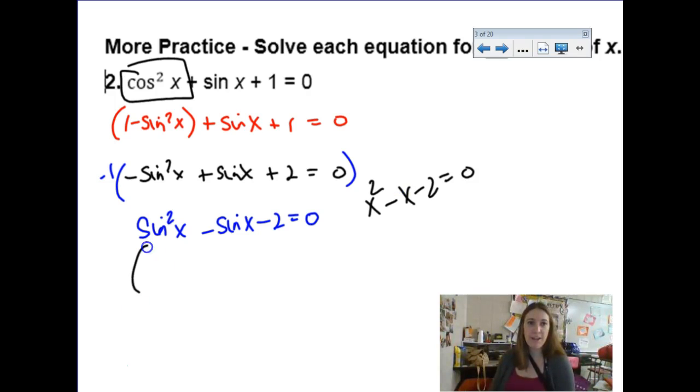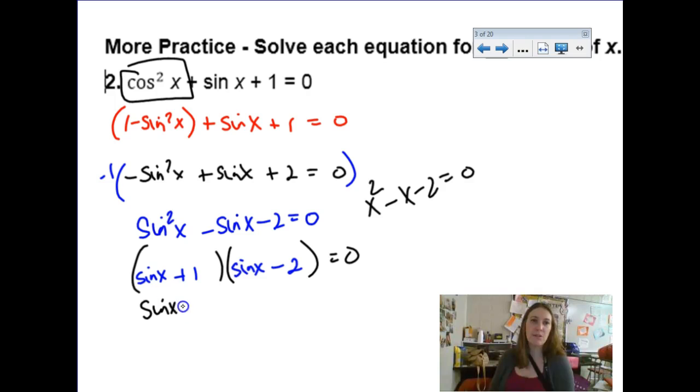So using that same factoring technique, sine squared would be sine times sine. And then my back numbers are going to have to multiply to -2, and the outer and inner products are going to add up to -1. So what if I did a minus 2 and a plus 1? Because that would be minus 2 plus 1. Yeah, that would work. So this factor, if I set it equal to 0, would be sine x equals -1, and this factor set equal to 0 would be sine x equals 2.